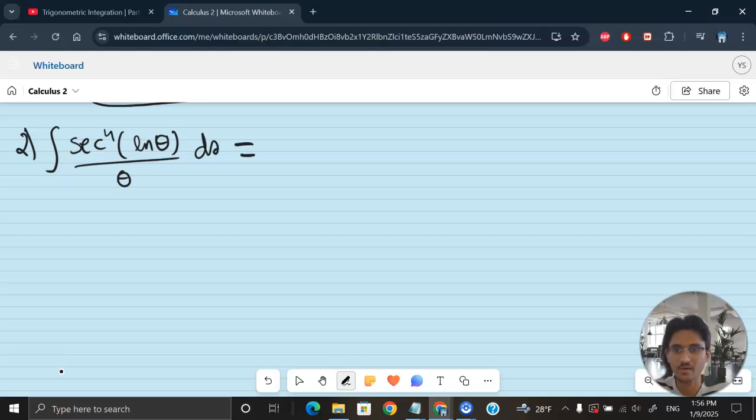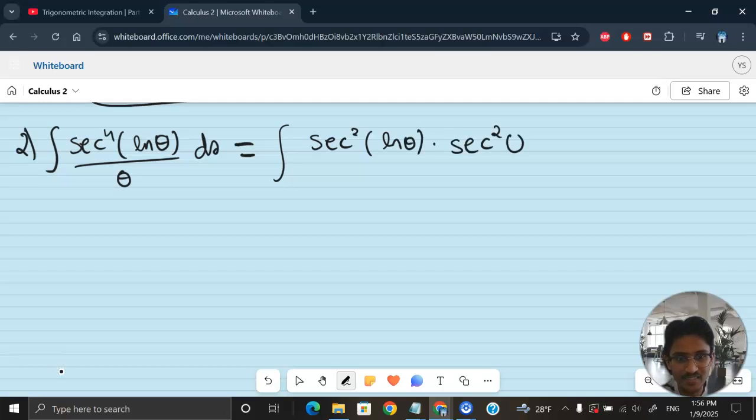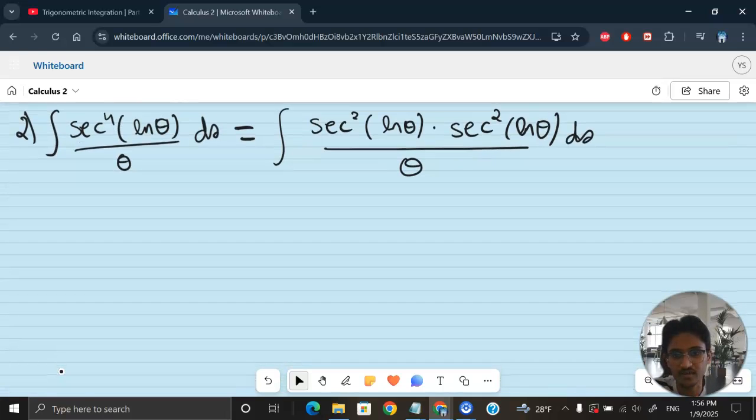Now as you've seen, we've been splitting all this while, and we're going to do the same thing over here. We're going to split this into secant square natural log of theta times secant square natural log of theta over theta, not to forget d theta.